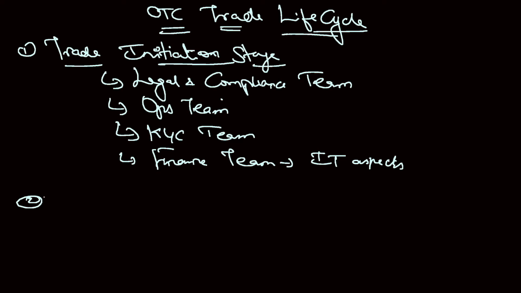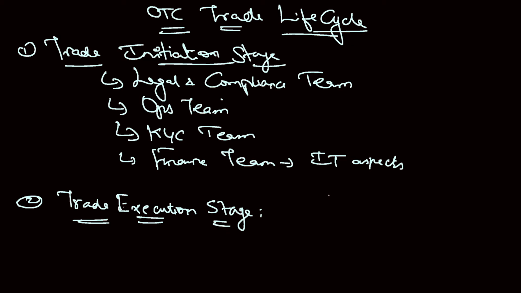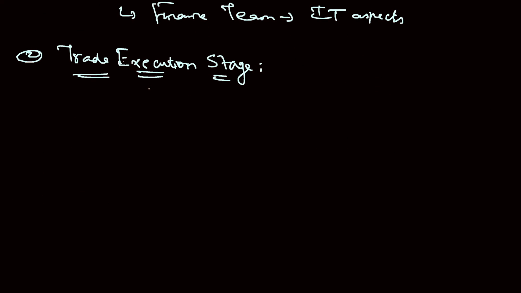Okay, the second stage is trade execution stage. Now trade execution stage follows the trade initiation stage, and you can call this the trade date as well. Once all stakeholders in the trade initiation stage approve on the operational areas, risk management, KYC areas, etc., the trade moves to trade execution stage.